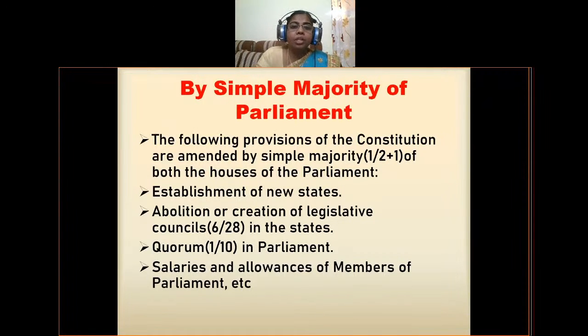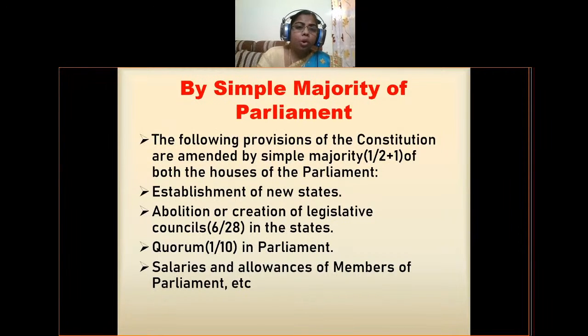And next one is abolition or creation of legislative councils in the states. We have 28 states in our country, and out of 28 states, only six have a legislative council. That means the state legislature will have a bicameral legislature: one house is the legislative assembly, another house is the legislative council. There is no compulsion for the state legislature to continue the legislative council. That is why the state legislative assembly can request the Parliament of India to create or abolish that house. It can also be done by simple majority of Parliament.